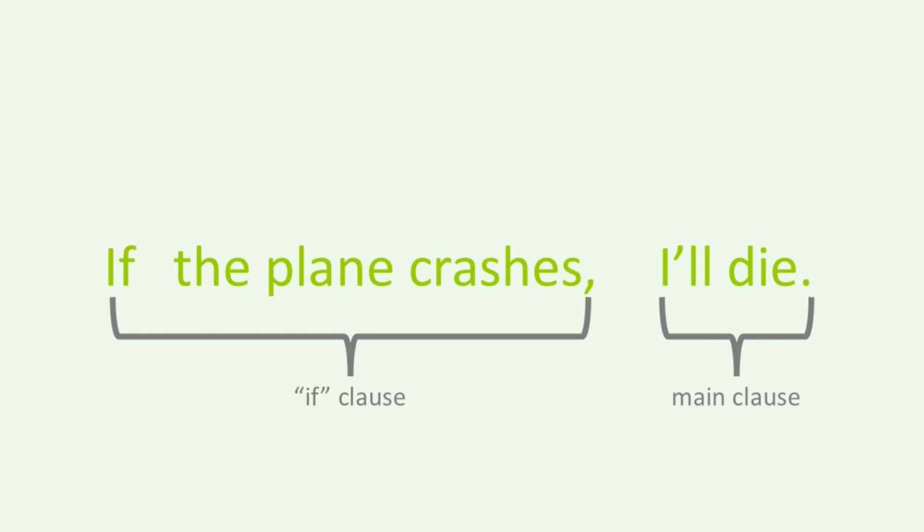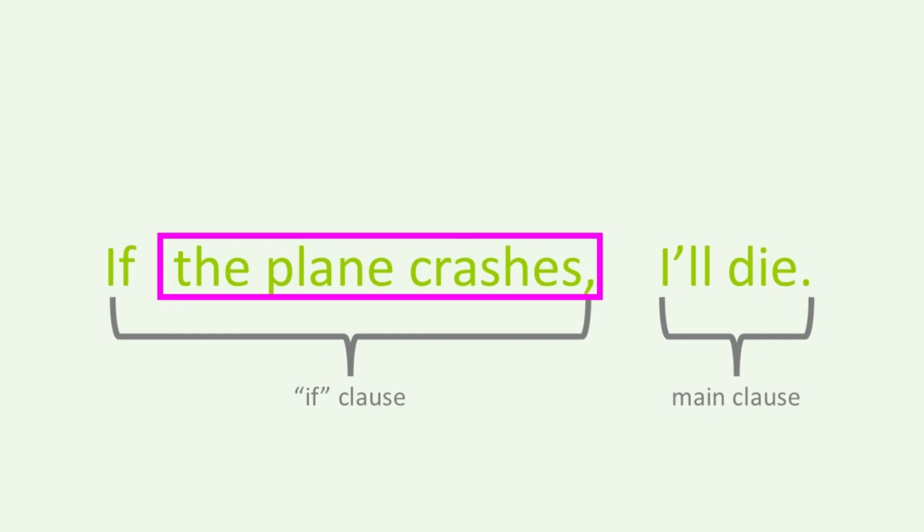There are also two actions in the sentence. What are the two actions? One action is the plane crashes. The other action is I'll die. Which action happens first? The plane crashes. Which action happens second? I'll die.